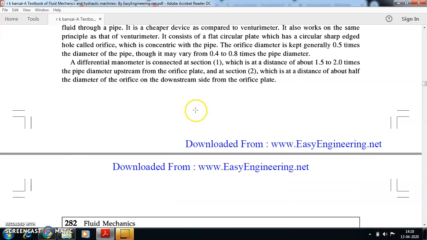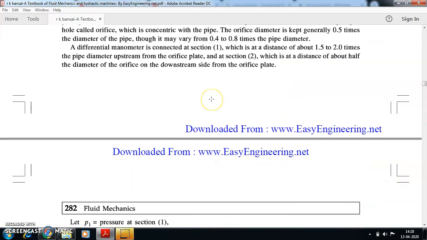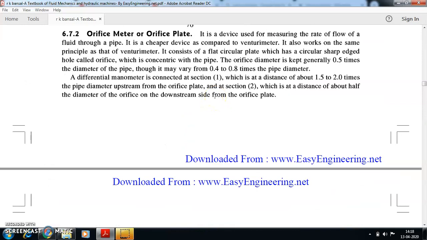You are going to take these two sections, which is very important: one is before the orifice meter, the other is after the orifice meter. The flow direction is like this. Here you are going to measure the value of x, the manometer reading, and using the same old story of Bernoulli's equation, we are going to find out the rate of flow.